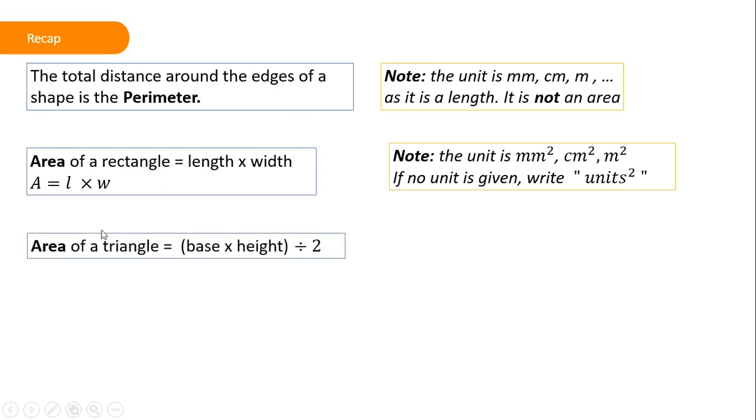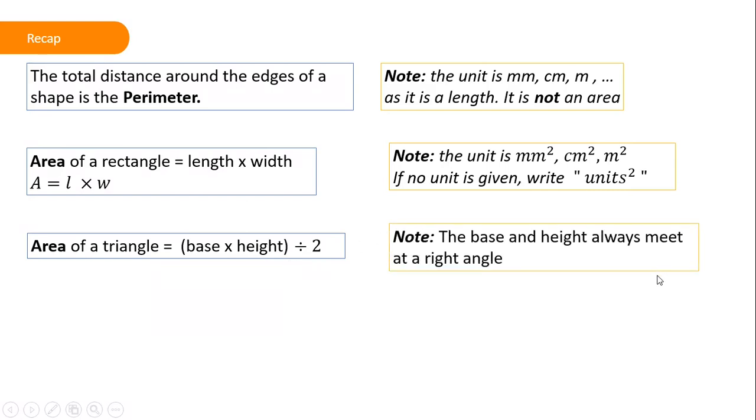The area of a triangle is the base times the height divided by 2. This is just the area of a rectangle, but halved. Remember, the base and the height always meet at a right angle.